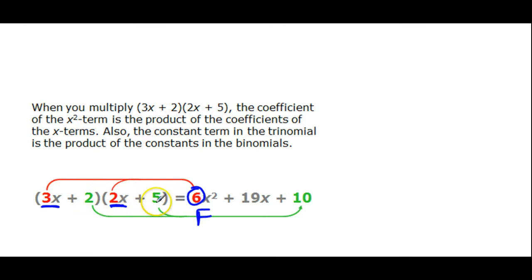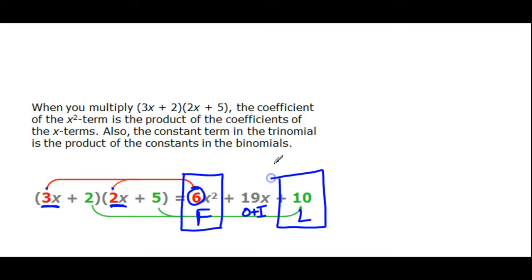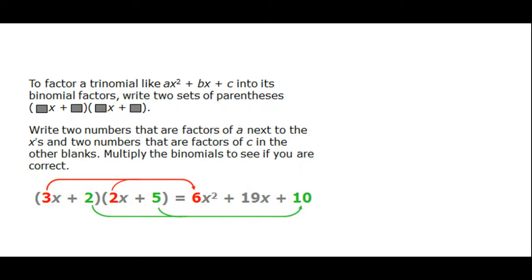The constants also multiply together to give you the last. And then, if you remember correctly, the outers and the inners go together to give you the middle term. But this is always the product of the first two terms in the binomials, and this is always the product of the second terms in the binomials. So we're going to use that.